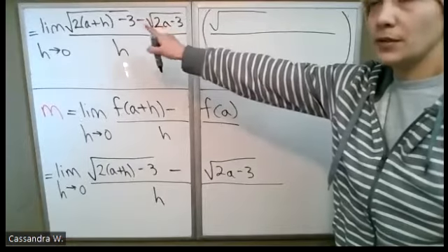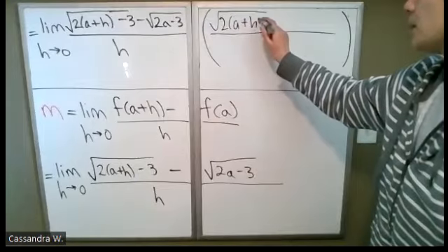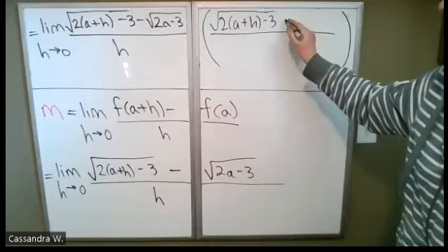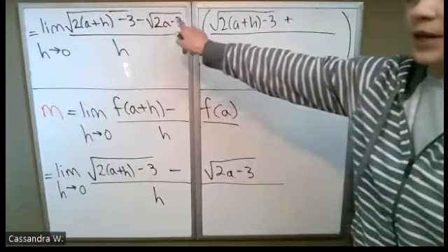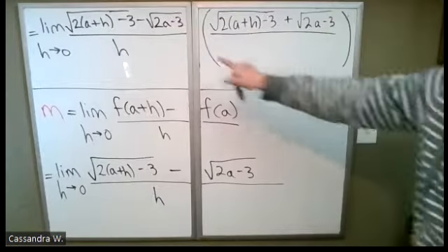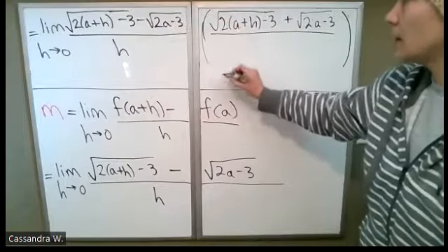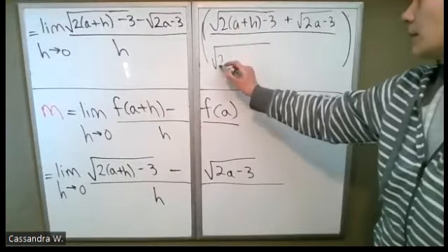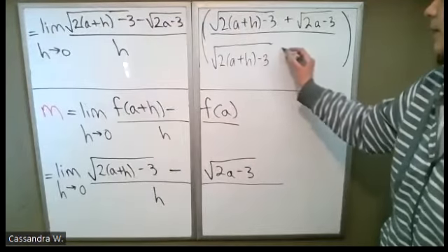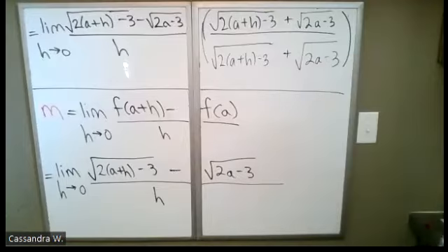Okay, so just keep that first root how it is. And I'm changing this sign here to a plus. And then copy that root of 2a minus 3, and then divide by the same thing.